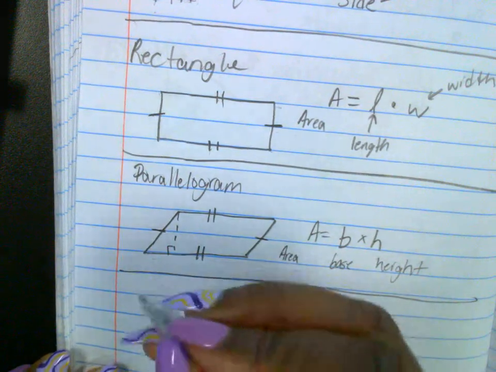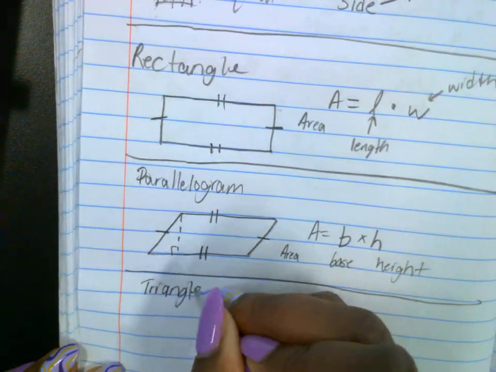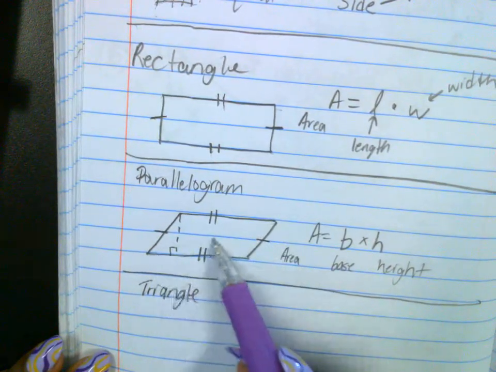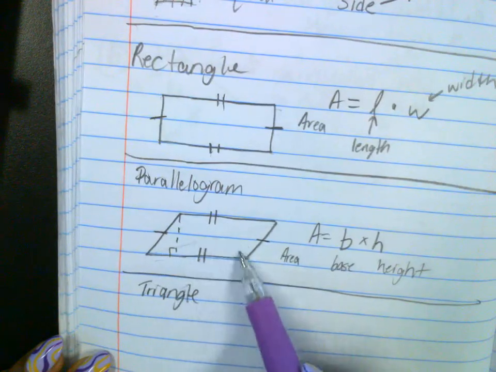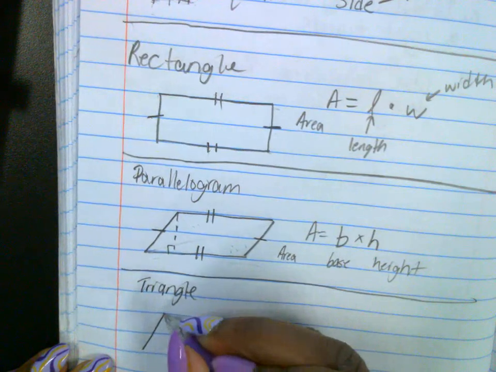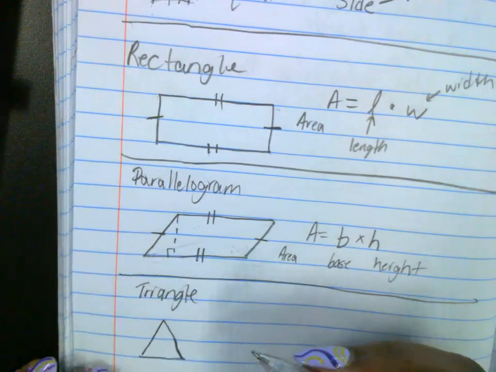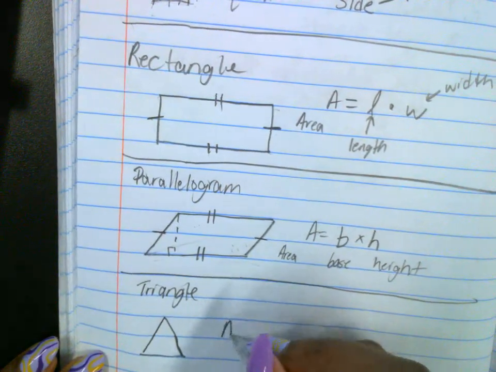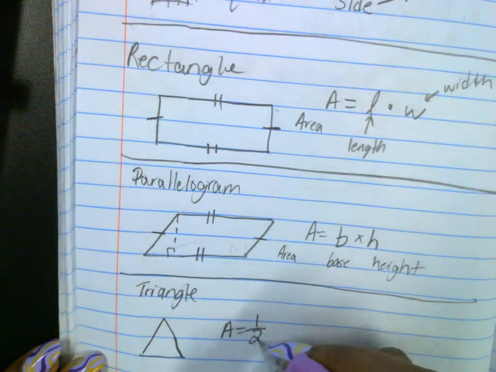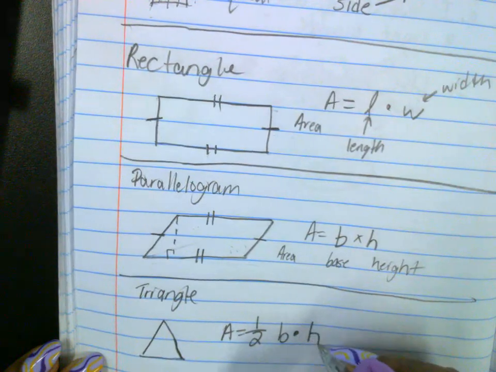I won't confuse you. All right, so let's do triangle now. Triangle is half of a parallelogram. You see, if I cut this parallelogram in half, it's going to be two triangles. So the formula for area of a triangle is going to be half of a parallelogram. So that's 1/2 base, times height, okay?